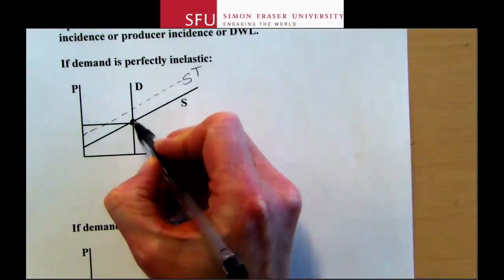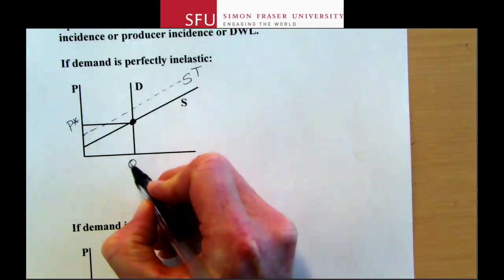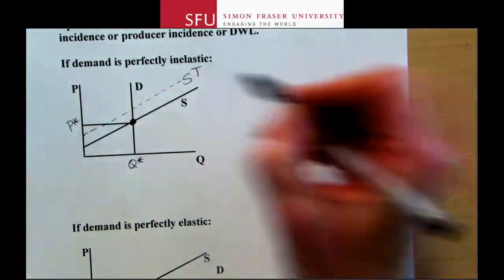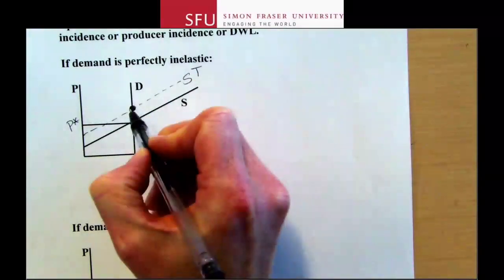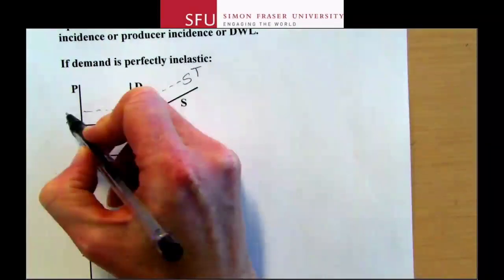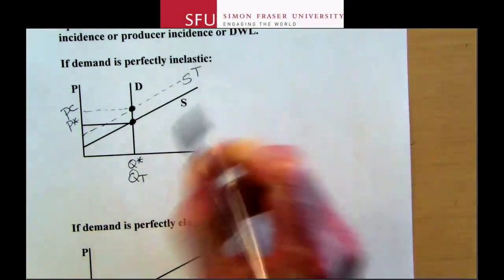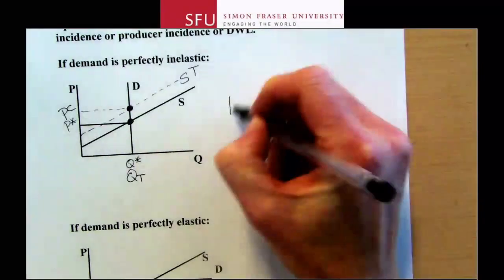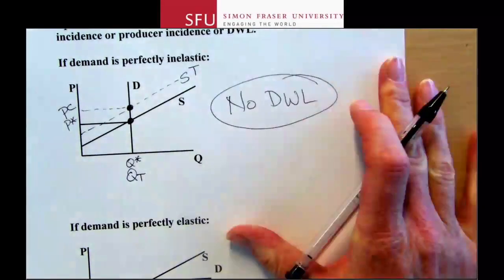All right, so this was the original price and quantity. So let's label the original price and quantity P star, Q star. And then the government adds a tax, and now we've got a new equilibrium here. That will be the price the consumers pay. Quantity is going to be the same. No deadweight loss because the quantity does not change.